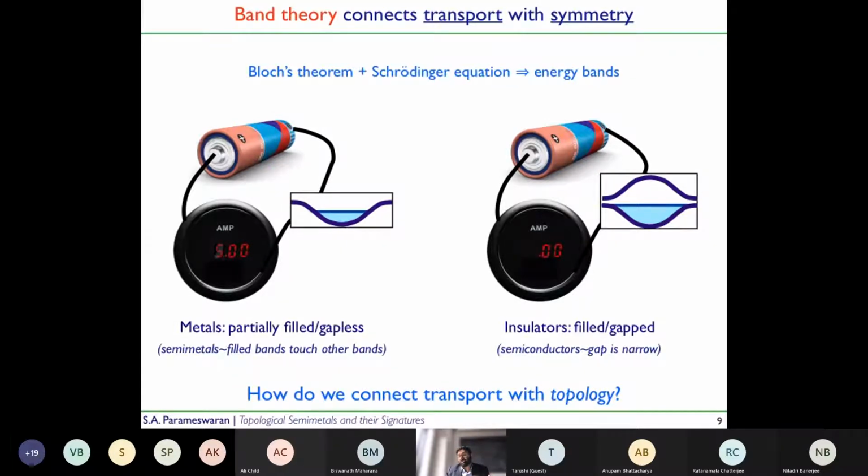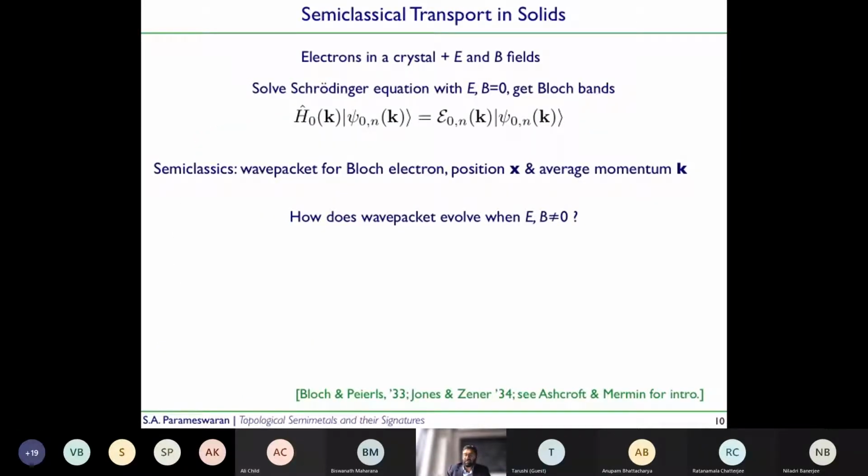I want to also tell you that this is only half the story. If I think about the energy bands as just real numbers, the energies E of k, the dispersion that I get, then it's a statement about band theory linking transport with symmetry. But it turns out band theory also contains information that links transport with topology, and I want to motivate that. The best way I know how is to think about the easiest way to incorporate energy bands in solids into transport theory.